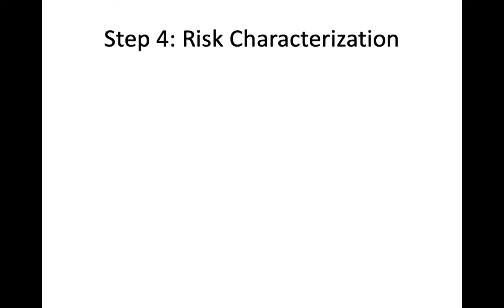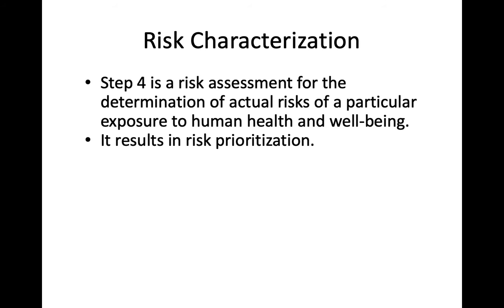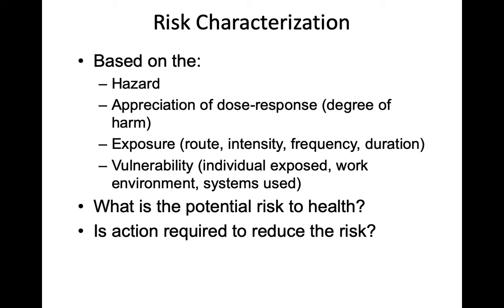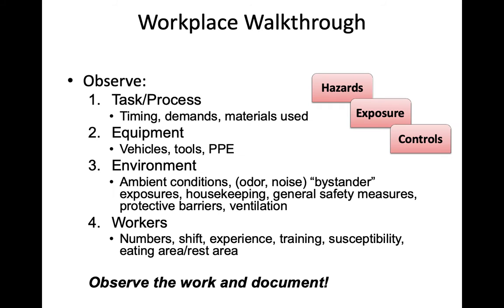The last step of the risk assessment before going into control is the risk characterization. So, this fourth step is a risk assessment for the determination of actual risks of a particular exposure to human health and well being, and it results in risk prioritization. This is based on the hazard appreciation of dose response, so the degree of harm, exposure, the route, intensity, frequency, duration, vulnerability, individuals exposed, work environment, systems used, and it seeks to answer what is the potential risk to the health and is action required to reduce that risk.